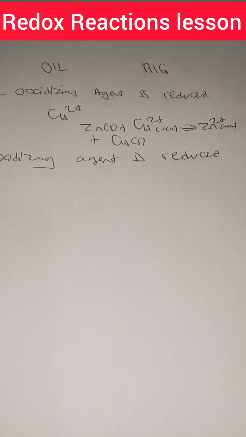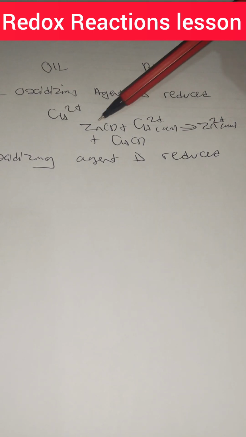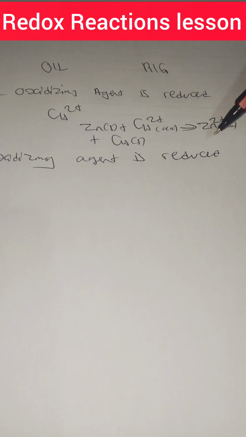Also, an increase in oxidation number means oxidation. A reduction in oxidation number means reduction. So that's what students usually confuse. Yeah. So the question that could have been asked is to identify the oxidation and the reduction here. So how are we going to write the answer?